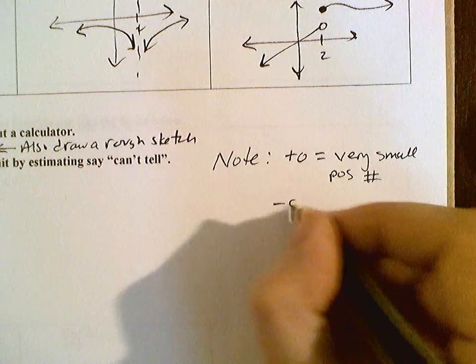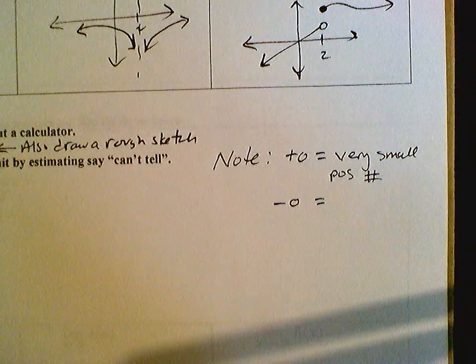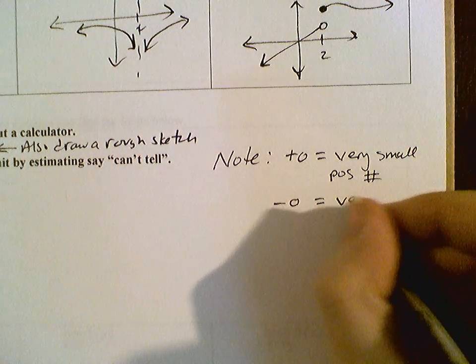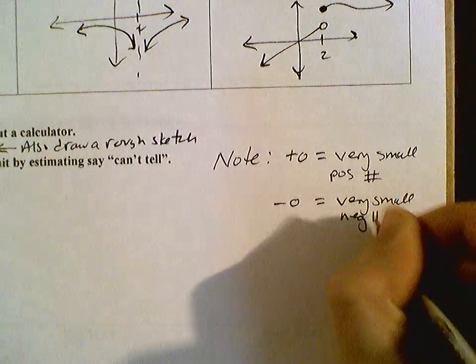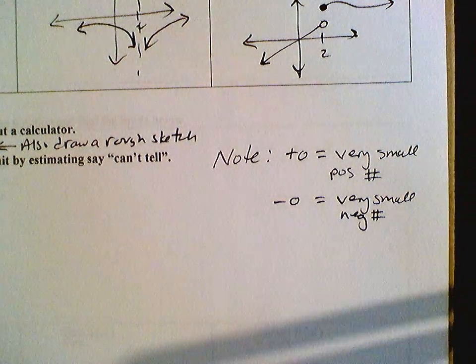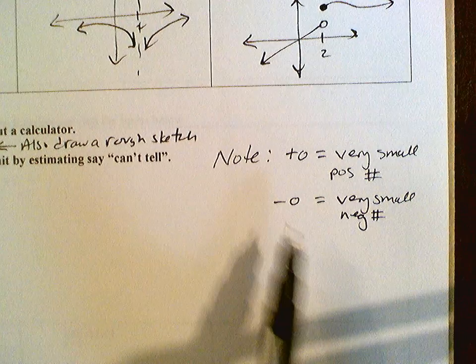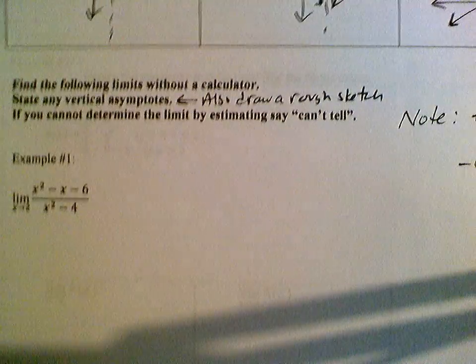And then the other side of the same coin, -0. This is going to be a very small negative number, like -0.000000001 or something like that. Okay, so I'm going to be using those. Alrighty, here we go. So this is how you do these examples, guys.